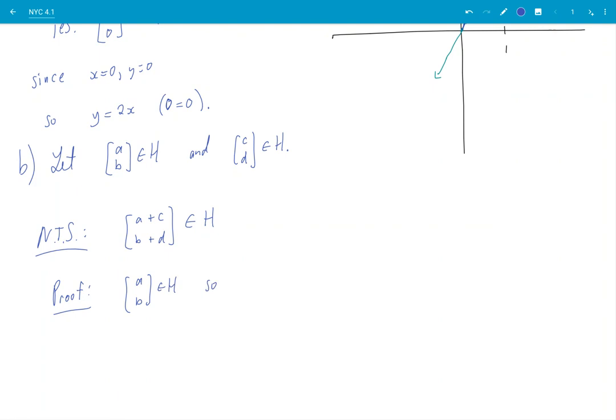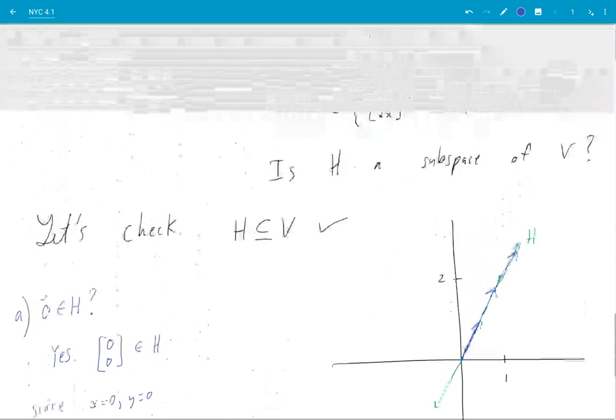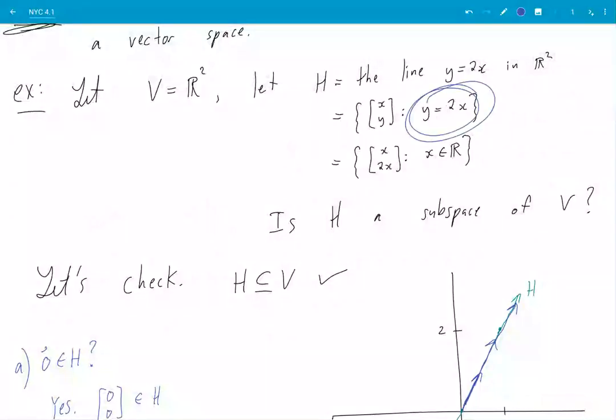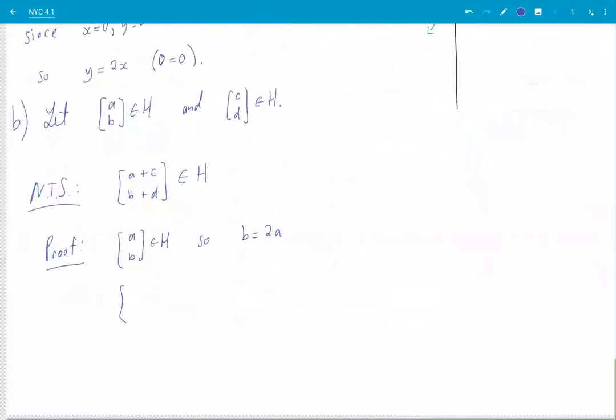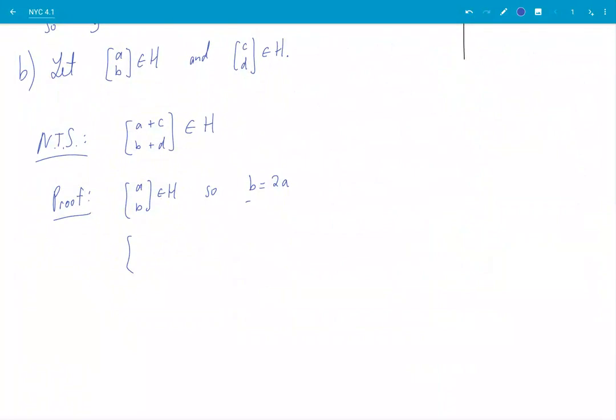So what does that tell me? It tells me that b is equal to 2a. How do I know this? Well, (a, b) is in H. Okay, to be in H, you have to pass that test right there. Your second component has to be twice your first. Okay, my second component must be twice my first component. (c, d) is also in H, so its second component is twice the first.